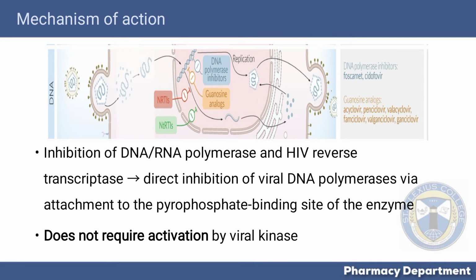So, for mechanism of action, it involves inhibition of DNA and RNA polymerase and HIV reverse transcriptase, with direct inhibition of viral DNA polymerases via attachment to the pyrophosphate binding sites of the enzyme. And it is because Foscarnet does not require activation by viral kinase.